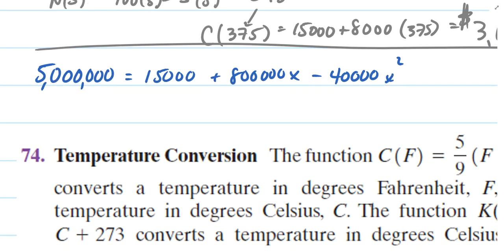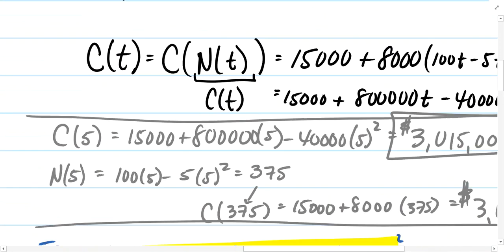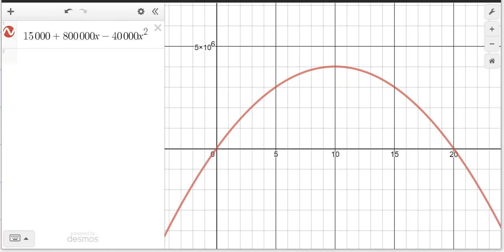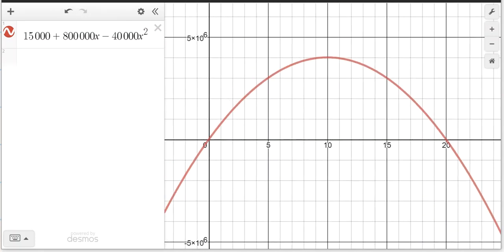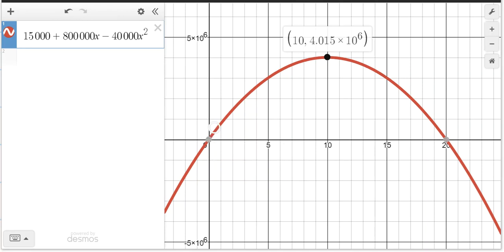We were told that this cost function would only be good for time values between 0 and 10 hours. And if we look at the graph here between 0 and 10 hours, we see the cost function rise, rise, rise until we reach a peak. We can't use the cost function to the left of 0 or to the right of 10, but as I'm dragging my finger along this, this data point here, it appears that we max out at approximately $4.015 million. So there won't be a time within a 10-hour window that the factory would cost $5 million to operate.